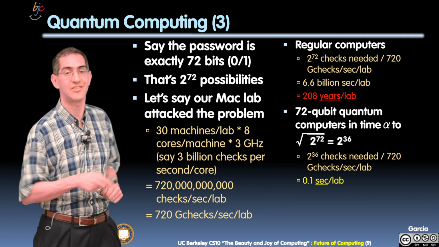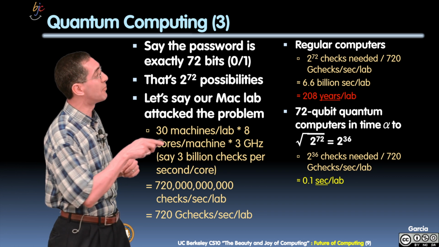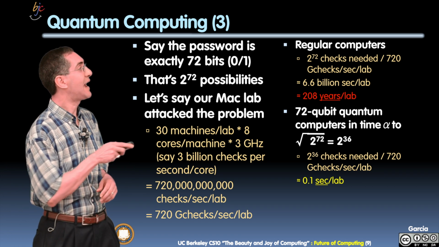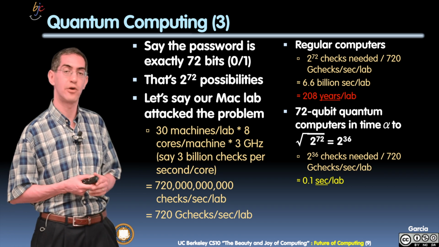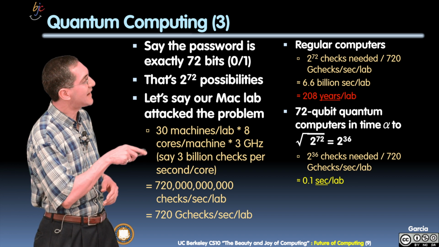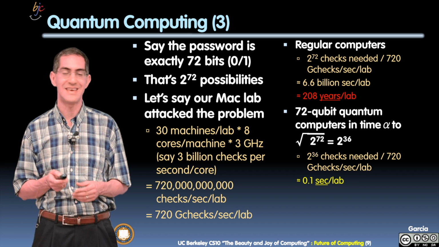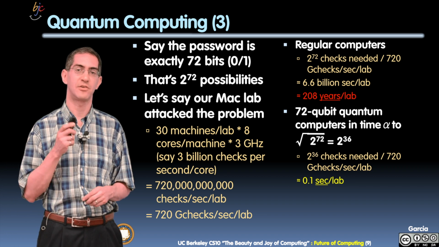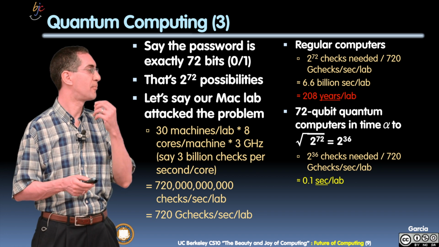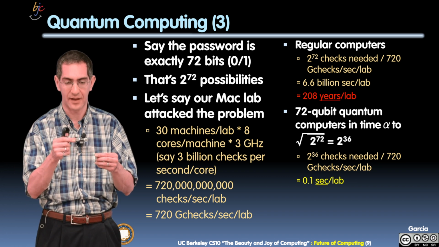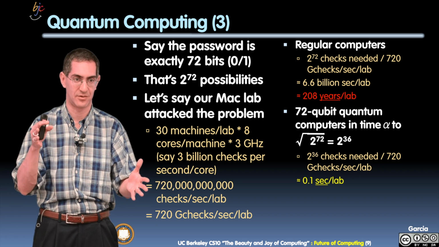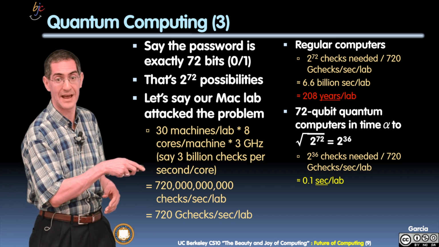So let's try it. Let's actually have our Mac lab try it. 30 machines in the lab, 8 cores per machine, 3 gigahertz per core. We're going to say that's 3 billion checks per second per core. That gives me 720 billion checks per second per lab, or 720 gigachecks per second per lab, assuming that every single clock you're testing a valid password, with no overhead, just literally as fast as you possibly could with no delays, okay? That's a lot of checks per lab.